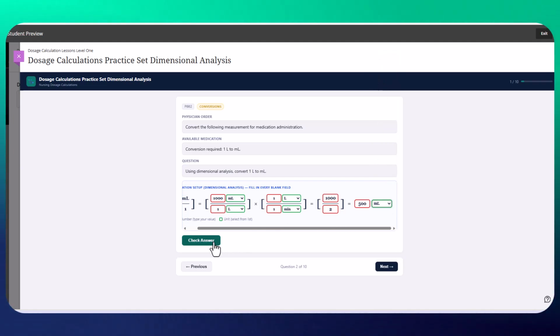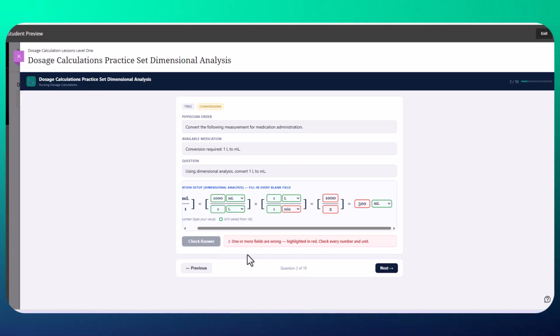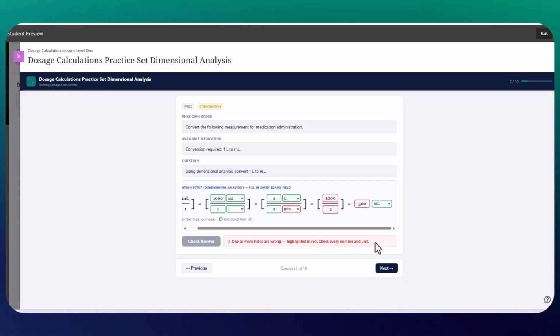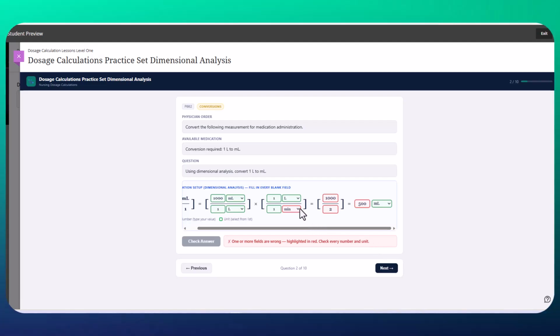All right, now watch. If you put stuff in wrong, you hit check answer, it says 1 or more fields are wrong. Highlighted in red. Check every number and unit. So this is why if you do have color blindness, let us know so that we can help you as you work in Blackboard. See here, I put minutes in and it's highlighted in red, so that was wrong. We knew that. Shouldn't have anything there.